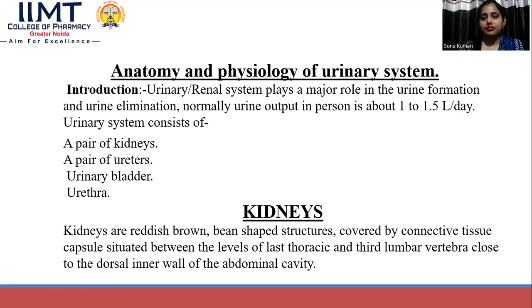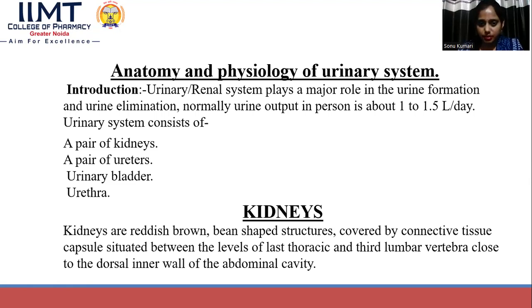Now, anatomy and physiology of the urinary system. The urinary system plays a major role in the urine formation and urine elimination. Normally, urine in a person is about 1 to 1.5 liter per day. The urinary system consists of a pair of kidney, a pair of ureter, urinary bladder, and urethra.